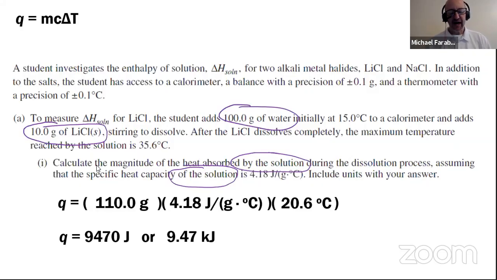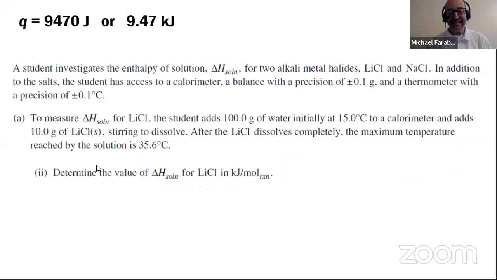And you could write that as either 9,470 joules or 9.47 kilojoules, because they didn't give you a specific unit. They just said calculate the magnitude of heat. No sign is important right now, but now the sign is important. So we're going to have to figure out the number of moles because it's kilojoules per mole.